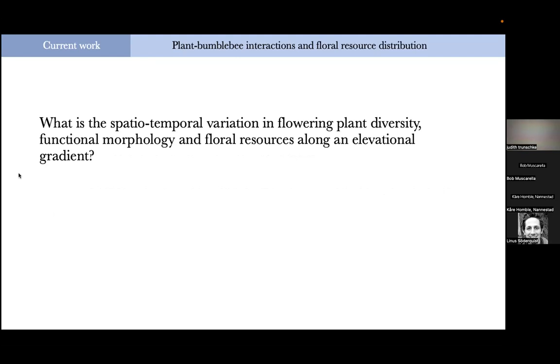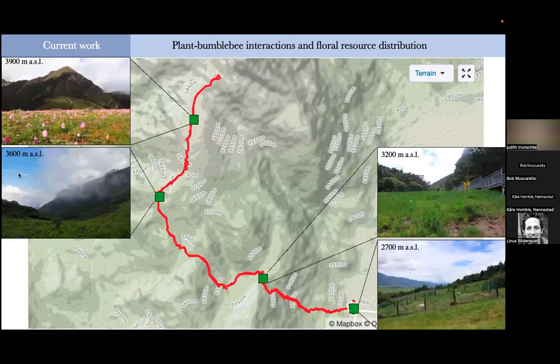What I'm now currently working on is the spatial and temporal variation of plant diversity, and particularly flowering resources along the elevation gradient, to see what previous studies have shown within the elevational belt of 3,200 meters, whether flowering resources can structure the elevational pattern of bumblebee occurrence. In particular, I'm also investigating the most common bumblebee species, Bombus frisianus, to see whether their peak abundances follow the floral resource distribution along the elevational gradient.